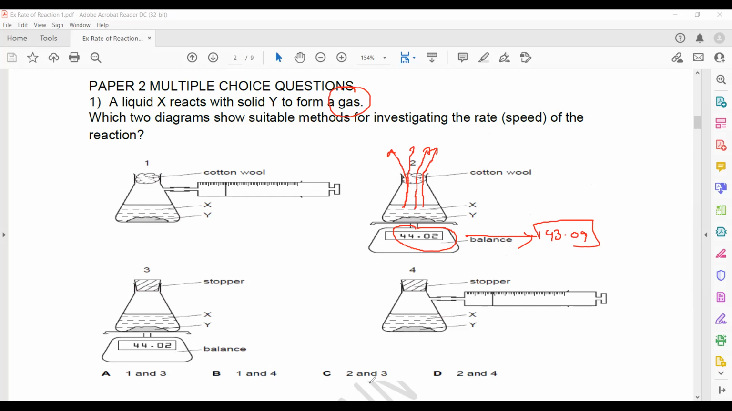Yes, Abdullah? But we will let the air escape. How will the mass increase? Mass will remain the same. No, mass will not increase, Abdullah, mass will decrease.